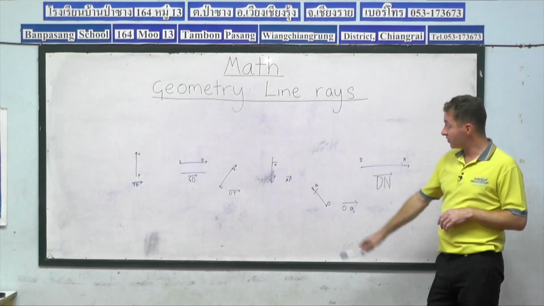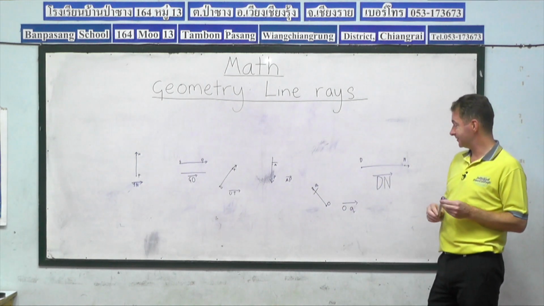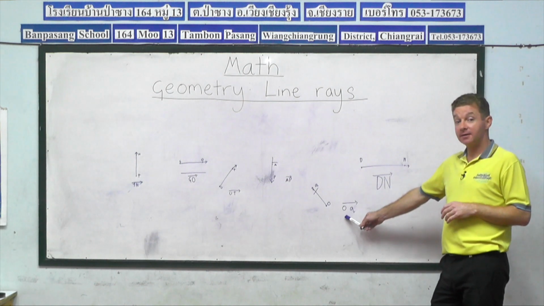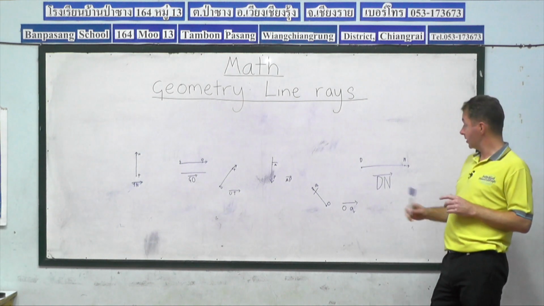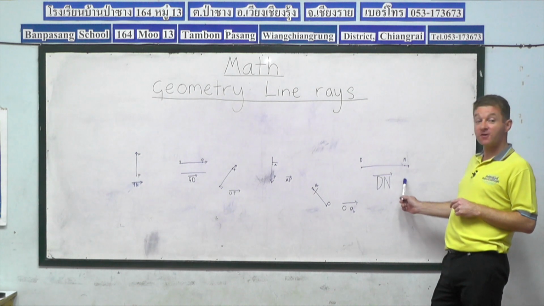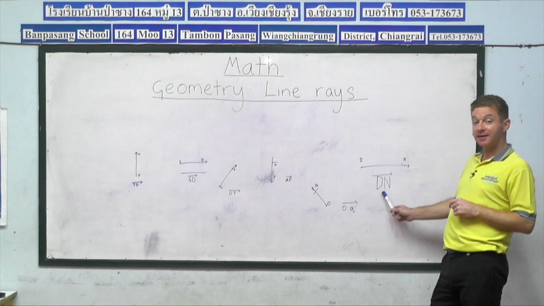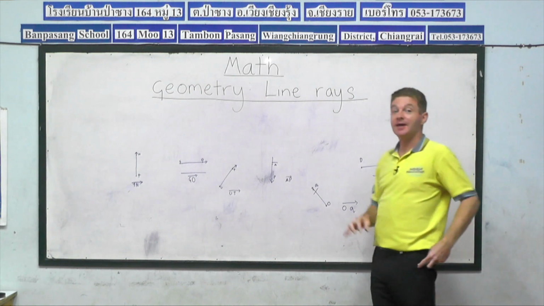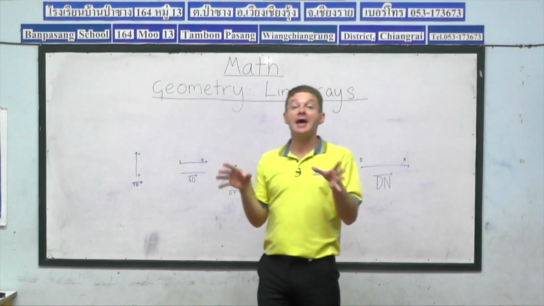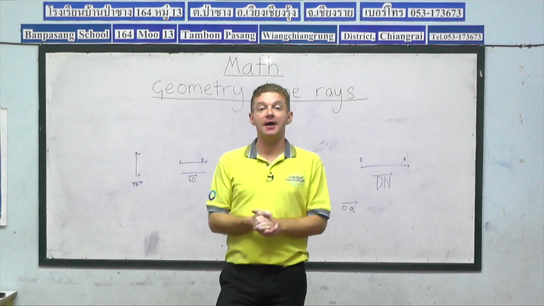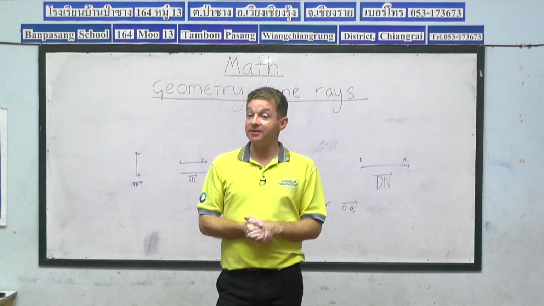And next we've got intersecting lines, line ray, OQ. And finally, we've got horizontal line, line ray, DN. And that's how we combine our line rays with other types of lines. Guys, that was brilliant. Very well done.